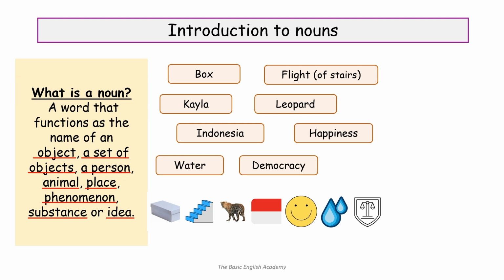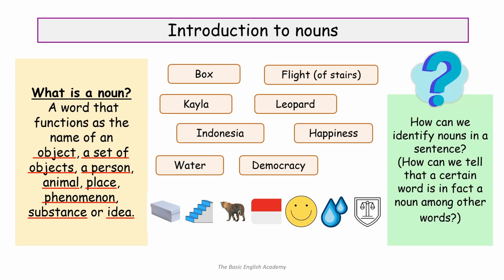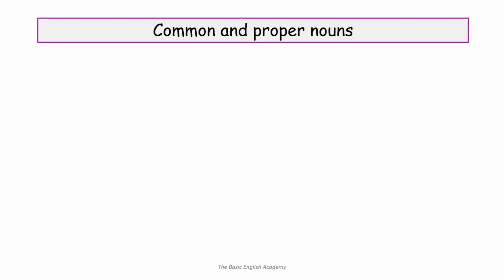Now, what we should ask ourselves is, how can we identify nouns in a sentence? Like, how can you tell that a certain word is in fact a noun among other words? Knowing this helps with how we use these words in sentences, because nouns can be singular or plural, common or proper. So knowing which words are nouns helps with how we use them in everyday language. I will be answering this question along the course of this lesson. I will be showing you ways to identify nouns and resources to use if you cannot identify these nouns on your own. So let's compare common and proper nouns, starting with their definitions.